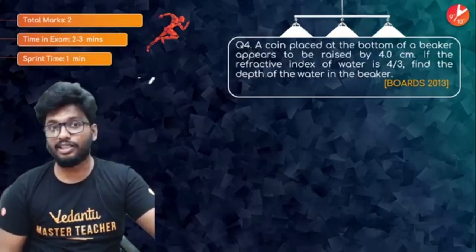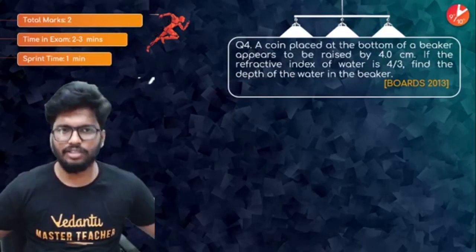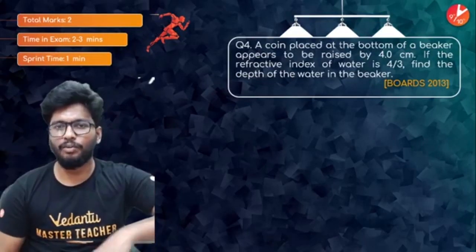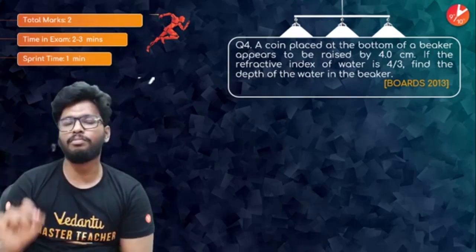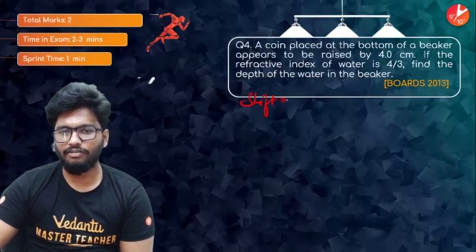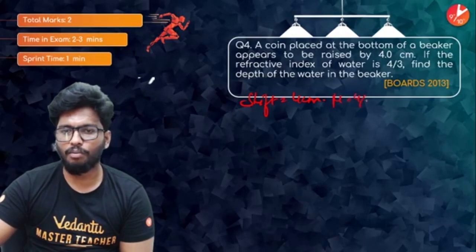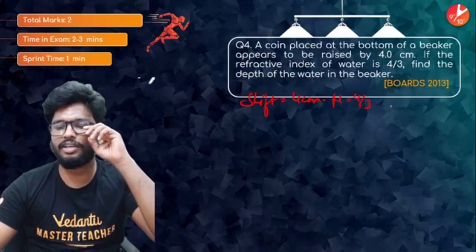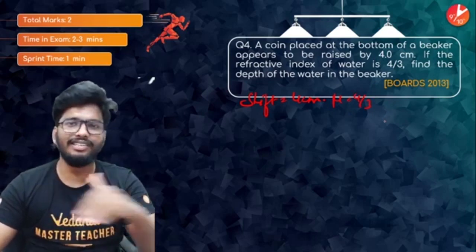Anyways, this is the next question. It's a 2-mark question taken from the 2013 board. It's a very simple question. 2 to 3 minutes, we'll try to do it in one. The question is: a coin placed at the bottom of a beaker appears to be raised by 4 centimeter. So they're talking about the shift here. Shift is given as 4 centimeter. The refractive index of water is given as 4 by 3. Find the real depth of the water inside the beaker.